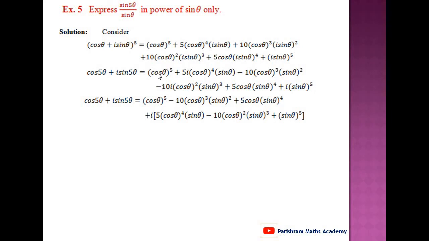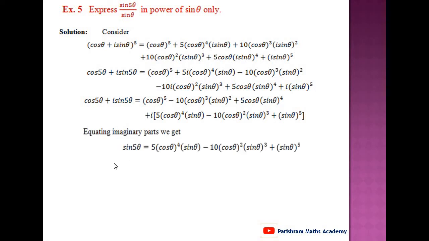First you can take real terms: cos raised to 5 theta minus 10 cos cube theta into sin square theta plus 5 sin theta cos theta into sin theta bracket raised to 4. From the first term, second term and last term, we can take i as common. We get 5 cos raised to 4 theta into sin theta minus 10 cos square theta into sin cube theta plus sin raised to 5 theta. And then by equating the imaginary part only, we get the value of sine of 5 theta equal to 5 cos theta bracket raised to 4 into sin theta minus 10 cos square theta into sin theta bracket cube plus sin theta bracket raised to 5.